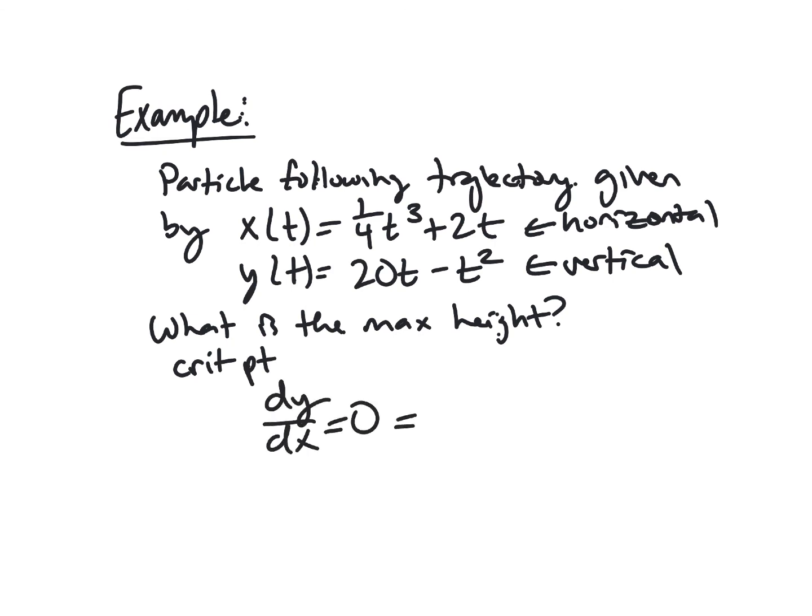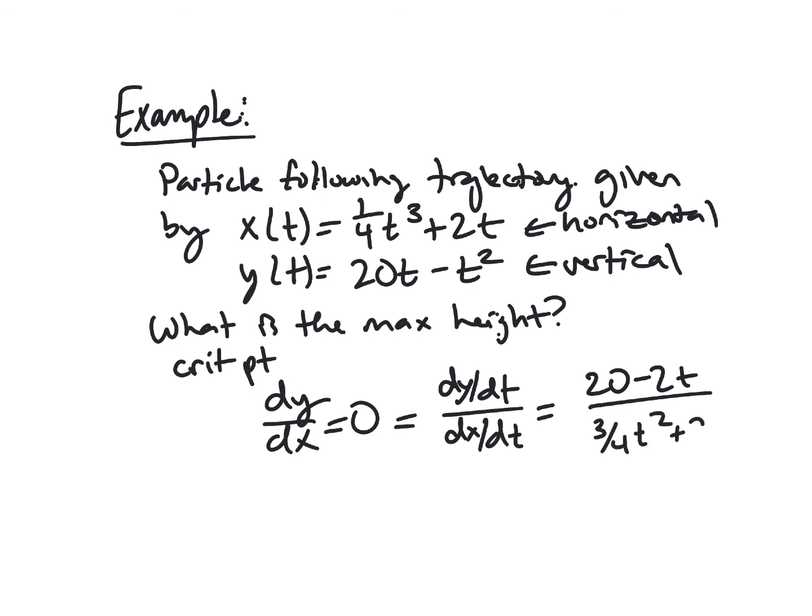Well, what is dy/dx? Well, this is (dy/dt)/(dx/dt). And in this case, dy/dt is going to be 20 − 2t. dx/dt is going to be (3/4)t² + 2. Well, when is this equal to 0? So first of all, I don't have to worry about my bottom ever being 0. And so this is the only critical point that I would have, right? And this is equal to 0 when t is 10.